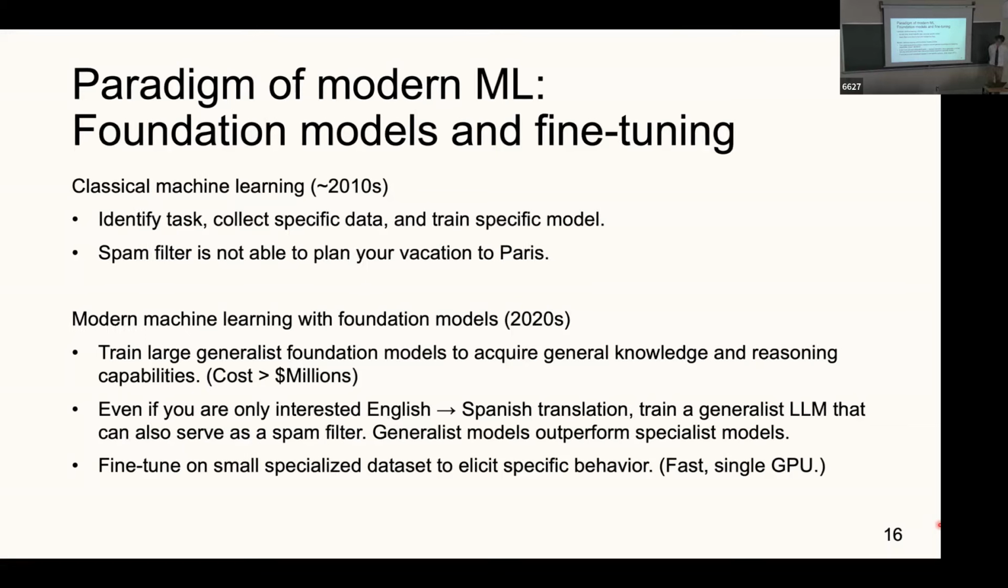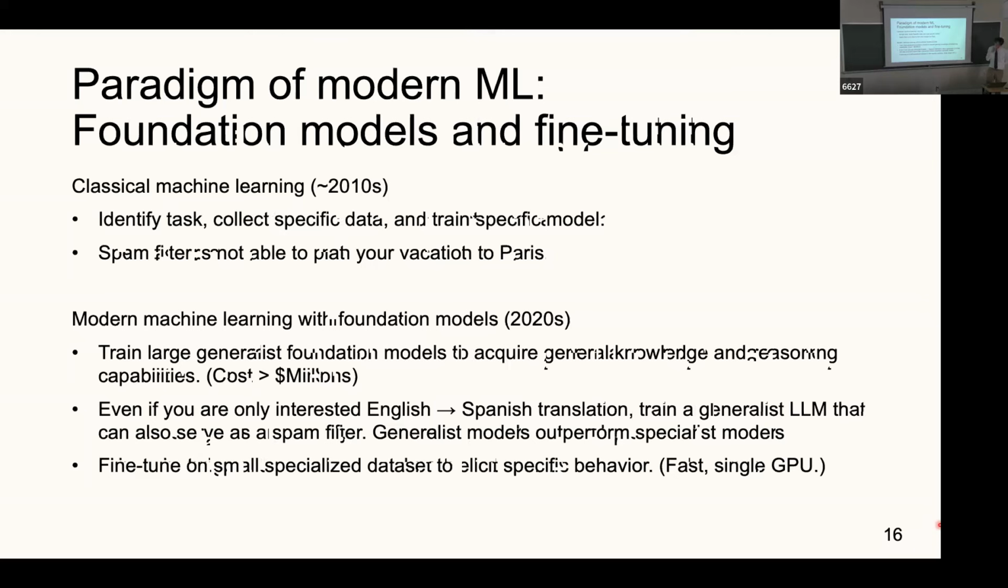So the first step of this paradigm is to have someone, probably not ourselves, at least not myself, train large foundation models, and these foundation models will acquire general knowledge and reasoning capabilities, and the cost of doing so will be at least $1 million.